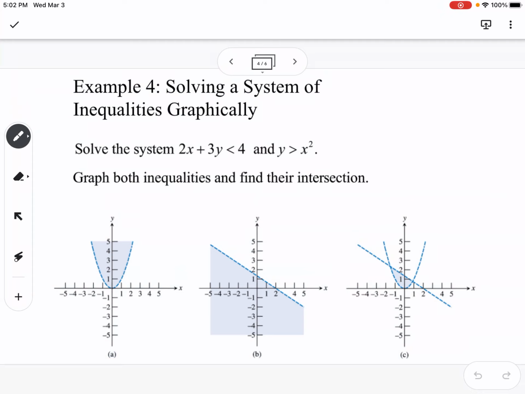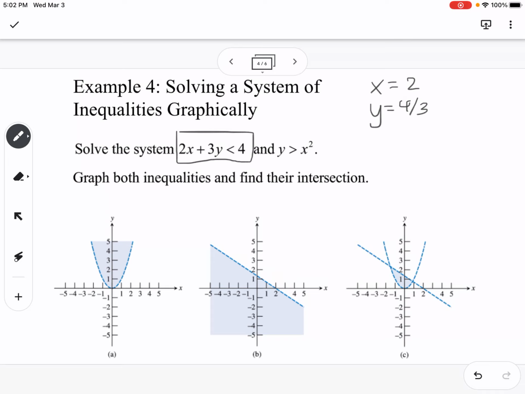Okay, so the next example is solving a system of inequalities graphically. If we have 2x plus 3y is less than 4, you can use the cover-up method where you say, if I cover up the y, then I have 2x equals 4, so x equals 2. So that means my x-intercept is at 2. If I cover up the x and solve for y, I get y equals 4/3, or 1 1/3. You could also solve that for y: subtract the 2x, divide by 3, and get it into slope-intercept form. Either way, however you would choose to graph it.